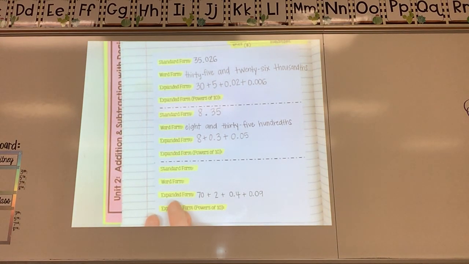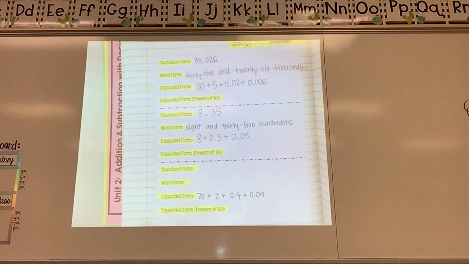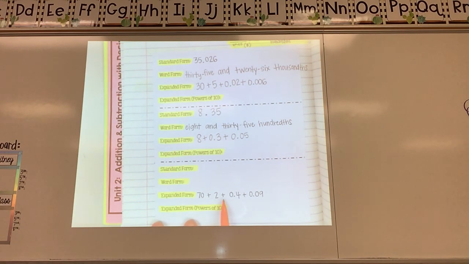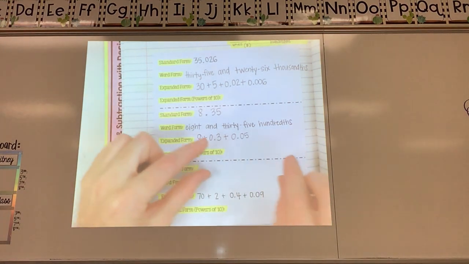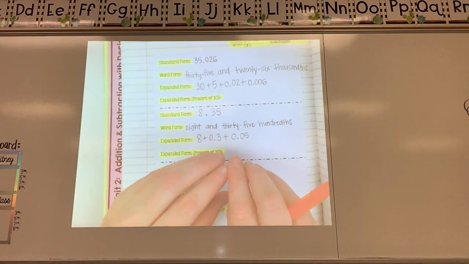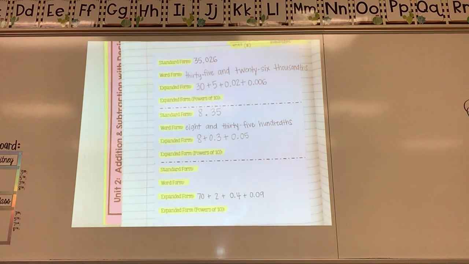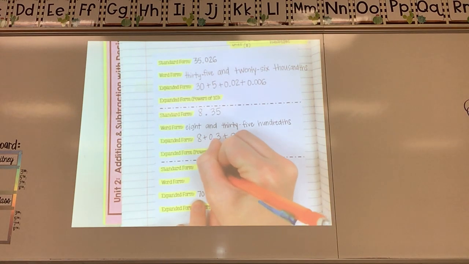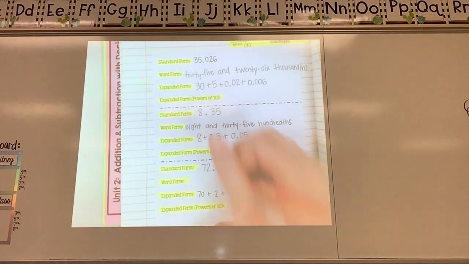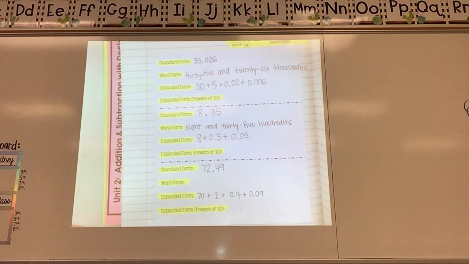Let's do one more example here together. This time they gave me expanded form. Ooh. So they've already stretched this number out long. 70 plus 2 plus 4 tenths plus 9 hundredths. Now, to get standard form, we just have to take this long stretched out number and squish it back together. So when I squish that back together, it would be 72.49. I'm just taking those and squishing them back together to get one number instead of it being all spread out like that. 72.49.